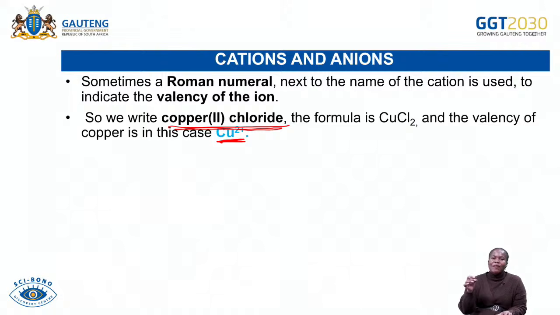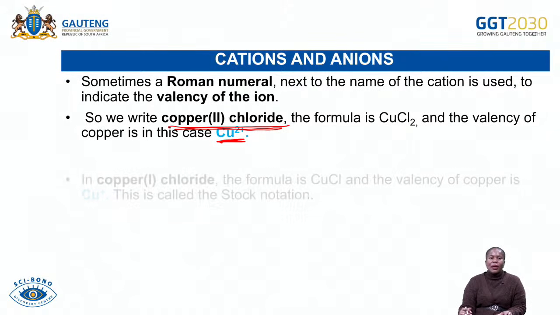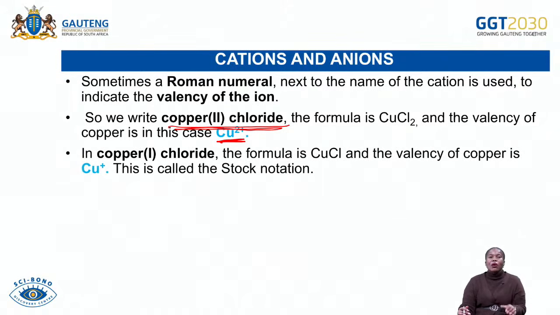So it indicates the valency of that specific copper at that time, because we do have copper(II) chloride and copper(I) chloride. Here is how we'll indicate the valency of that specific copper. It will be Cu+ to indicate that it has lost 1 electron, and Cu2+ will indicate that it has lost 2 electrons. What we refer to this as is stock notation.